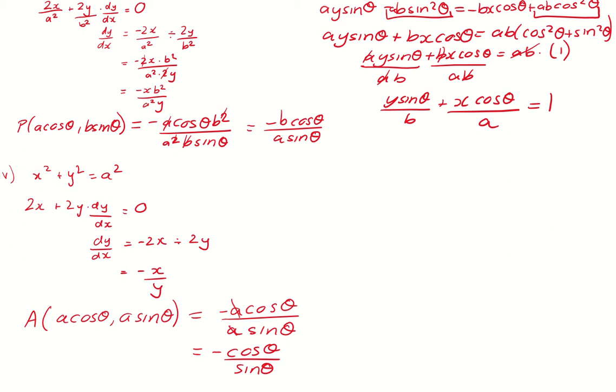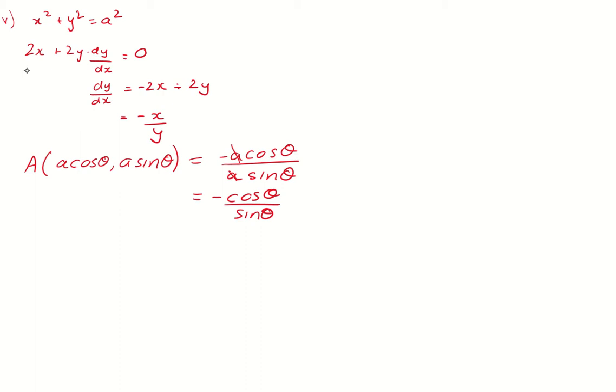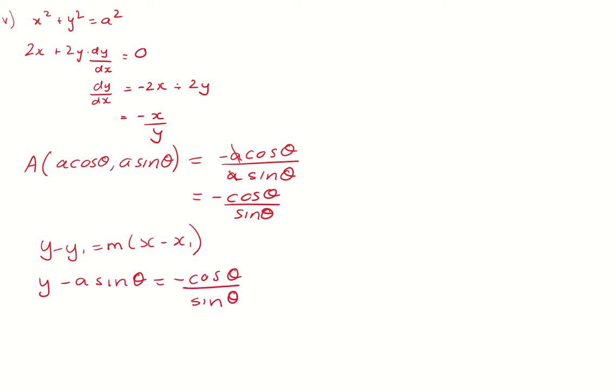The last step then is to sub that into my point gradient formula to find the equation. So I'm going to have y minus a sin theta is equal to negative cos theta over sin theta, lots of x minus a cos theta. Same step again.